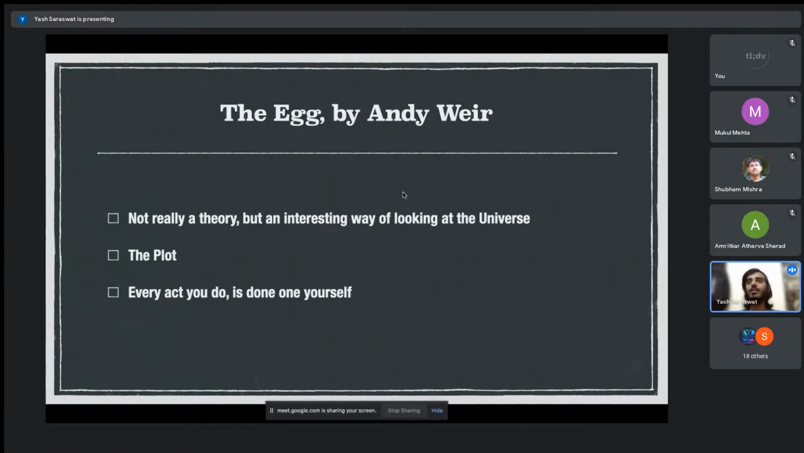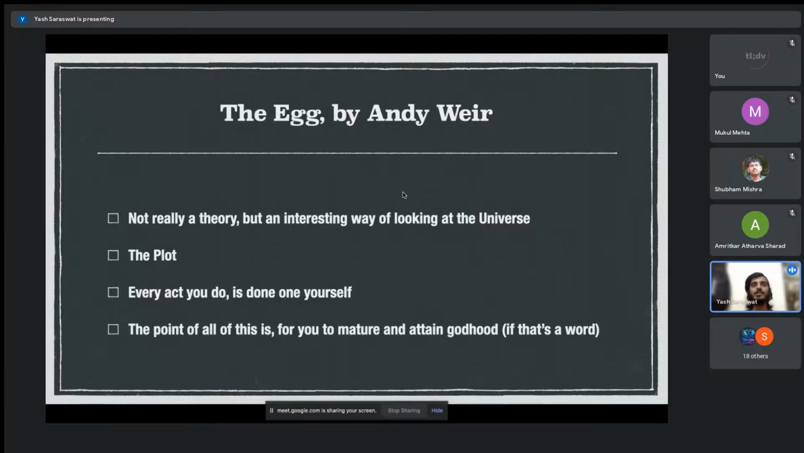So whatever you're doing, if it's a good act or a bad act or any kind of thing you're dealing with any person, you're dealing with your own self. And the point of all of this is, why do we do this? For you to mature and attain godhood. Now, I'm not really interested in the godhood kind of thing, but the main philosophy I derive from this is, it's a work of fiction, so you don't really have to take it literally.